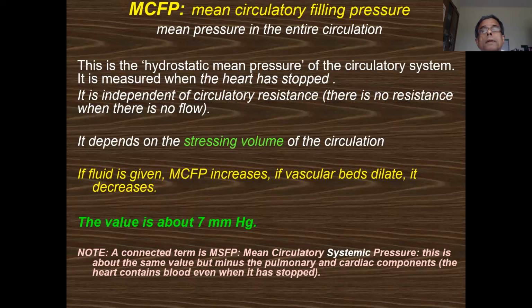Now, the mean circulatory pressure is the hydrostatic pressure in the circulatory system when there is no flow. This is a theoretical concept. Unfortunately, we don't have any way to measure this. But remember, it depends on the stressed volume of the circulation. When fluid is given beyond the unstressed volume, pressure will rise and venous return will increase. But in an ordinary situation where there is no dilatation of the bed, the value of this is about 7 millimeters mercury. There are connected terms called mean circulatory systemic pressure, but I wouldn't go into that. Just mentioning it, so that you don't get confused. We're talking about the entire circulatory system.